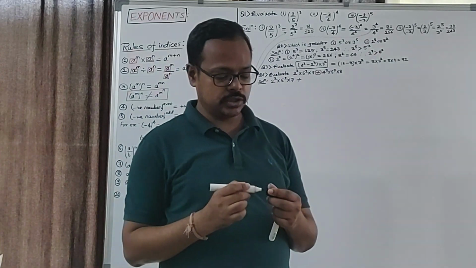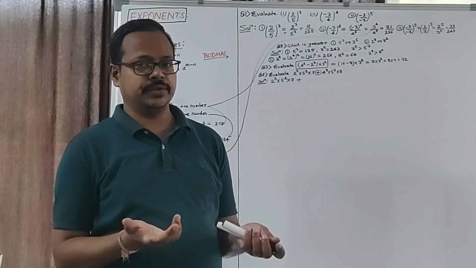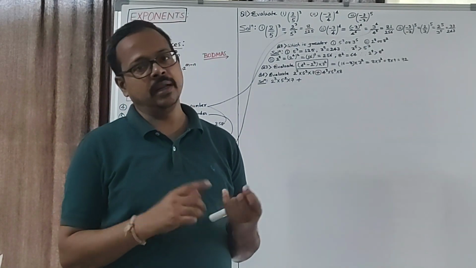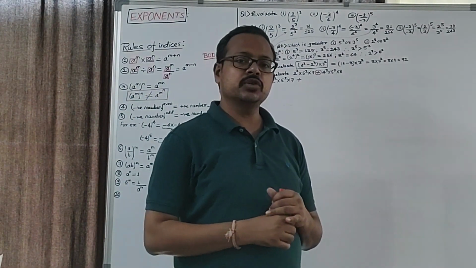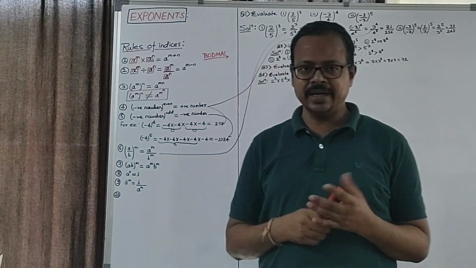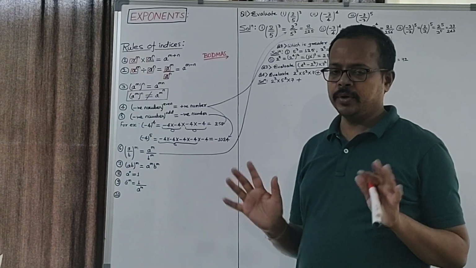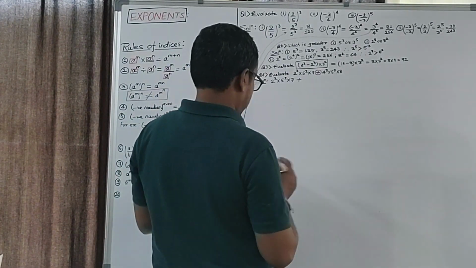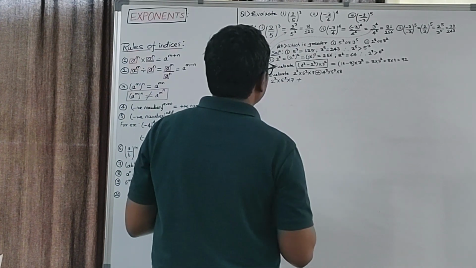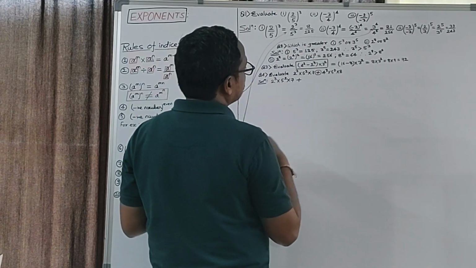So prime numbers are those numbers which have only 2 factors, that is 1 and the number itself. I repeat, prime numbers are those numbers which have 2 factors, that is 1 and the number itself. So a prime number you cannot factorize, right? Prime number you cannot factorize. Okay. So 2 raised to the power 3, 5 square plus 7, yeah.